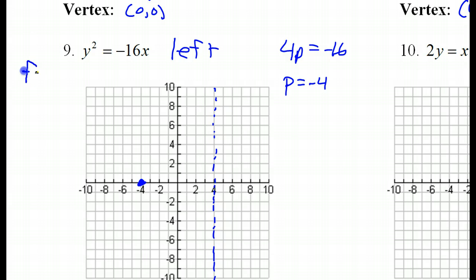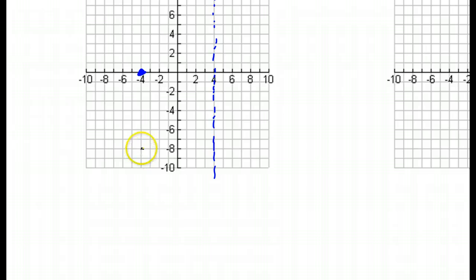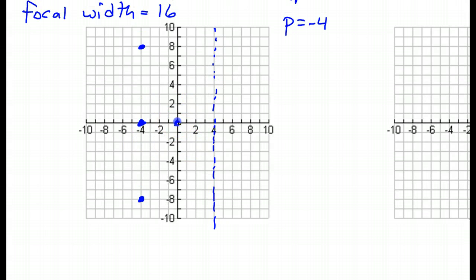I guess I'll just do it here. The focal width is going to be 16. It's just the absolute value of this. So that means the width of the parabola is 16, so 8 up and 8 down for a total of 16. My vertex is at (0, 0). So that means my parabola is doing this type of a thing.